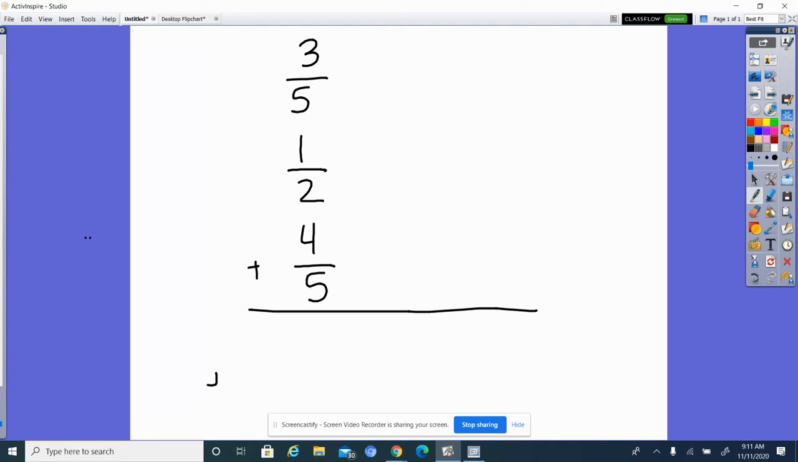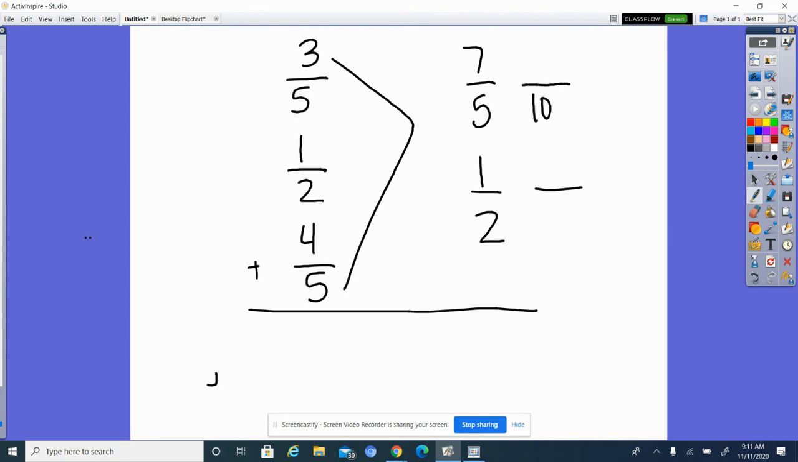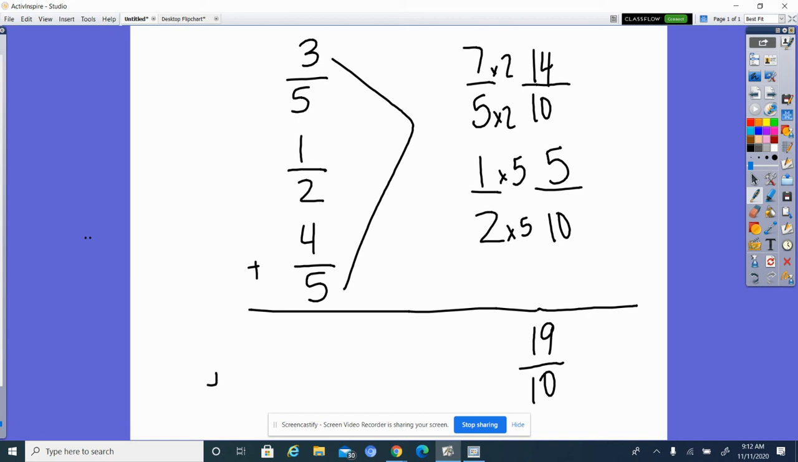3/5 plus 4/5, right? Which gives us what? 7/5 plus 1/2. Now we have to find a common denominator, which is what? 10. How do I go from 2 to 10? What I do to the bottom? Okay, 1 times 5. How do I go from 5 to 10? What I do to the bottom? Okay, 7 times 2. Okay, 14 plus 5. So I have 19 tenths.